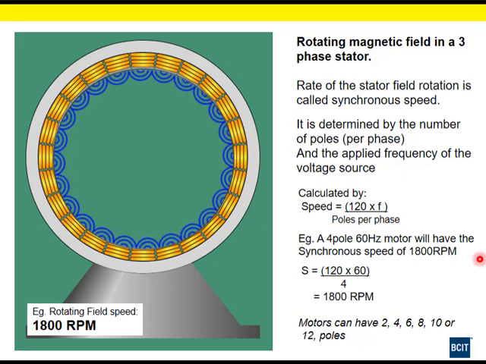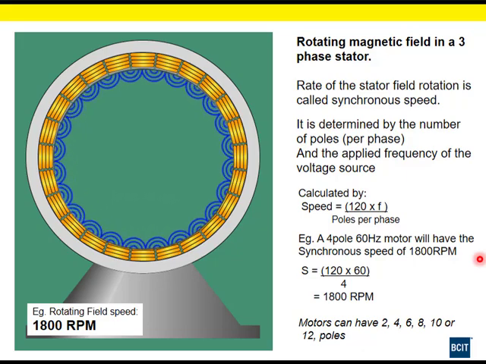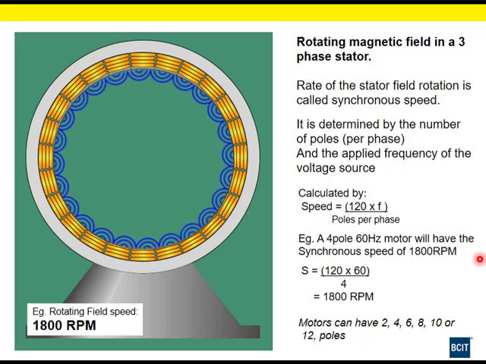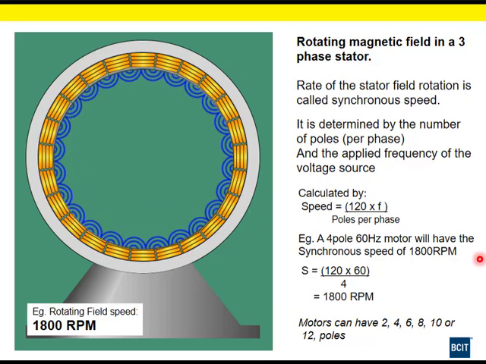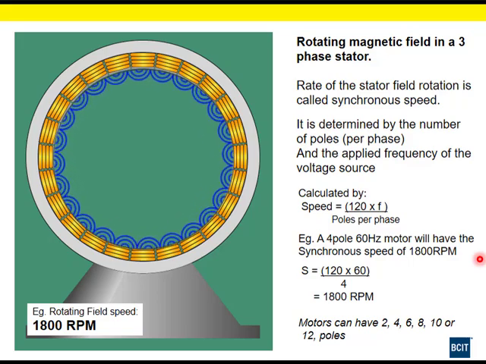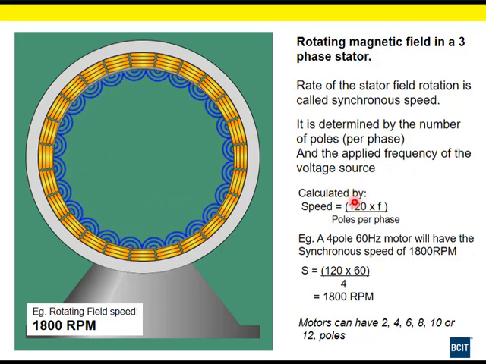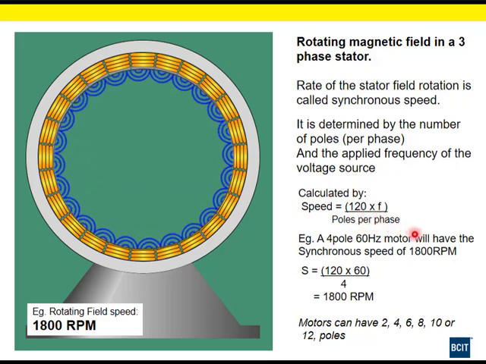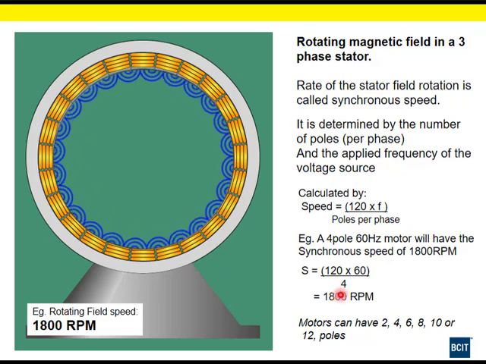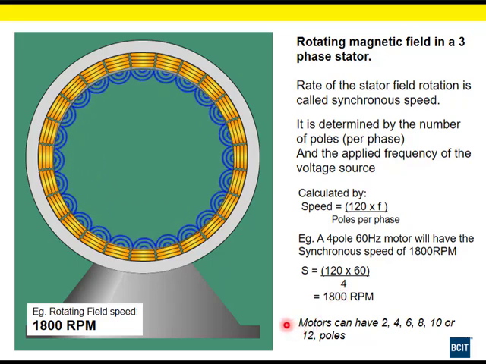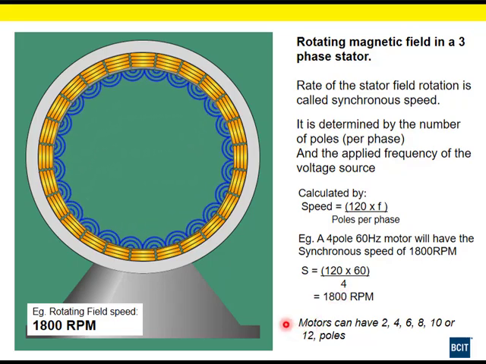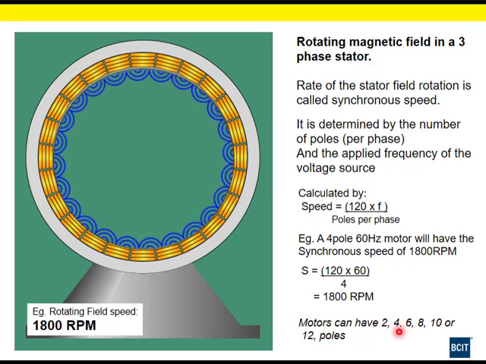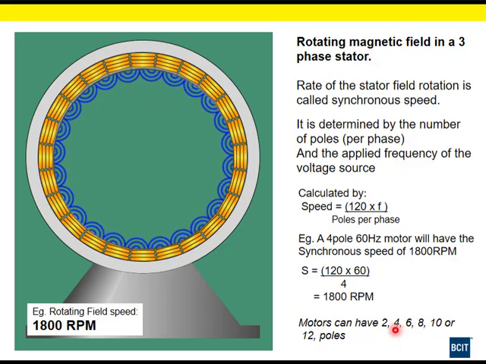Last class we looked at the rotating magnetic fields in the three-phase stator. The rate at which the stator field rotates is called the synchronous speed. We determine that by the number of poles and the applied frequency. We have the calculation here, where the speed equals 120 times the frequency divided by poles per phase, as shown here. All these three-phase motors have either 2, 4, 6, 8, 10, or 12 poles.